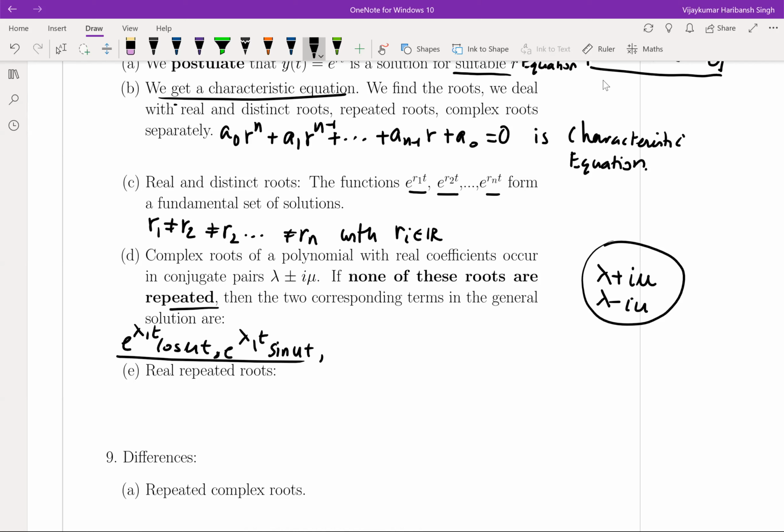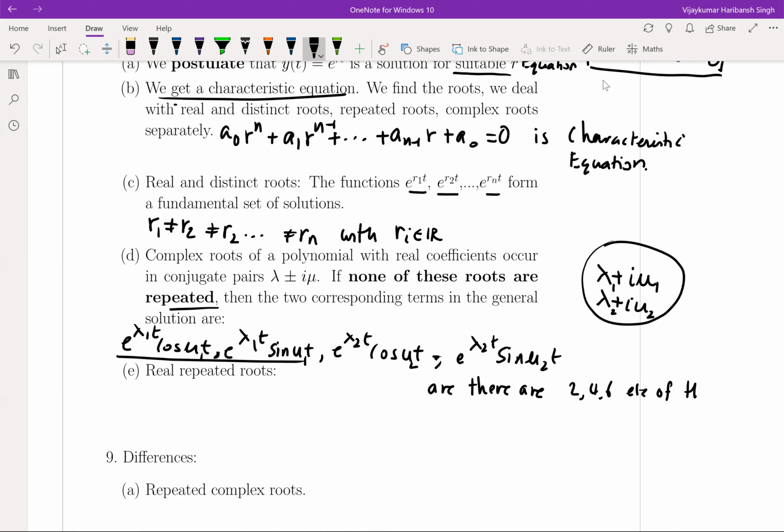Similarly, for the next root, if we have lambda1, mu1, and suppose you also have lambda2, mu2, then for every complex pair you will have e to the power lambda t cos of mu t and e to the power lambda t sine of mu t. So these are the solutions, and how many of these are there? Since they appear in pairs, there are 2, 4, 6, etc. of these, depending on the degree.